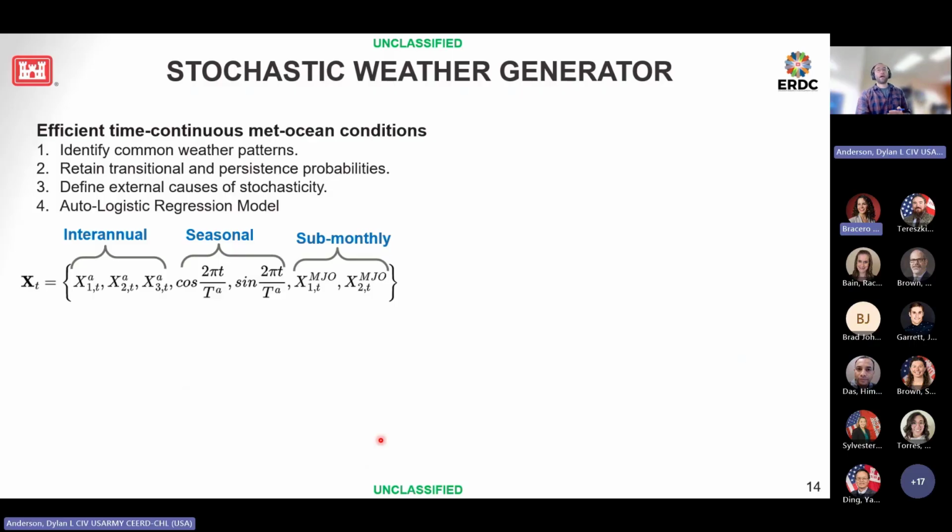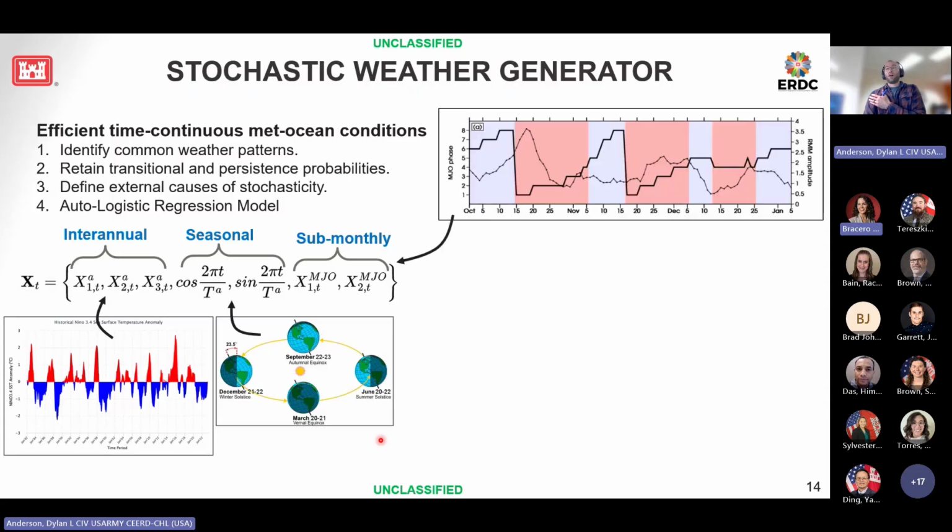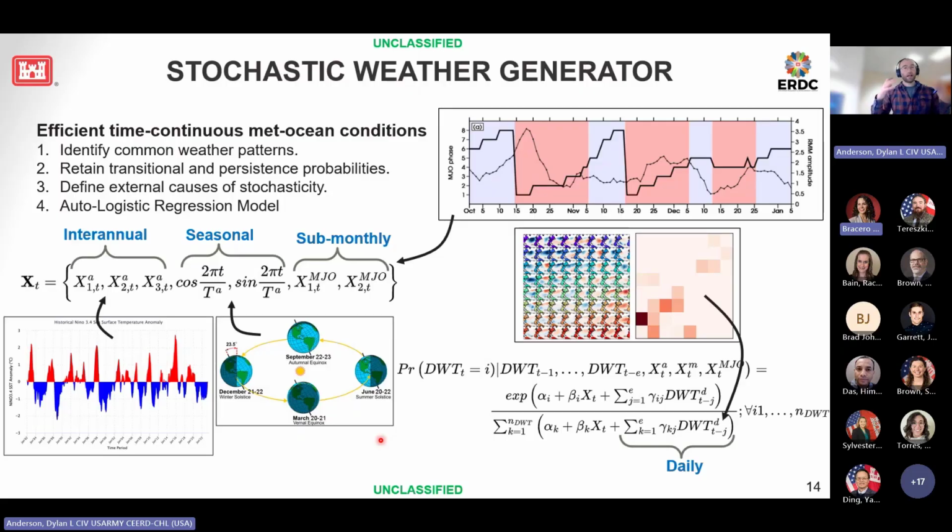An ALR model has coefficients, so I'm going to call that X sub t here, and interannual coefficients, those are the sea surface temperature anomalies. Seasonality, that's a cosine and a sine wave that's just associated with the day of the year. And then some sub-monthly components, that's that MJO, the Madden-Julian oscillation. These things are all going to feed into conditional coefficients. And we're going to create a probability matrix where we are adding that Markov chain at a daily time scale.